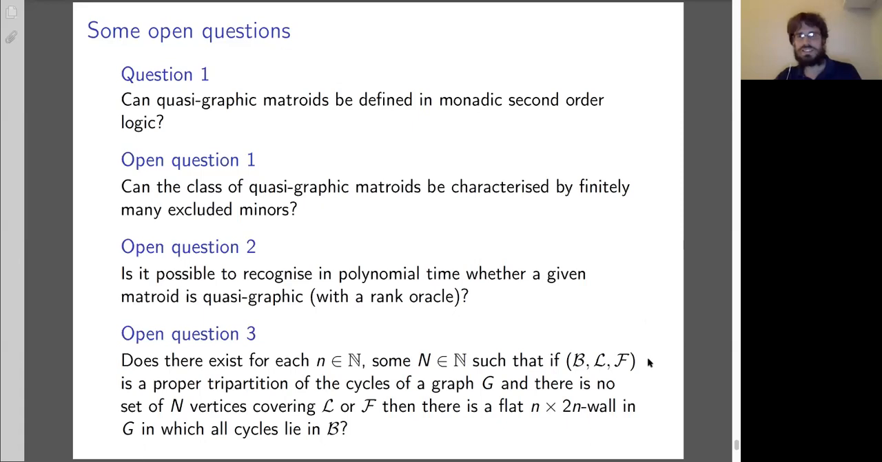I have a question. Is there any kind of algebraic object which can represent some interesting subclass of the quasi-graphic matroids, just as group-labeled graphs can represent subclasses of the lift and frame matroids? No, not that I know of. As far as I know, these are just very far from being algebraically presentable. Which means it would be really interesting if you could have a characterization by finitely many excluded minors, right? Because these are somehow very far from representability.